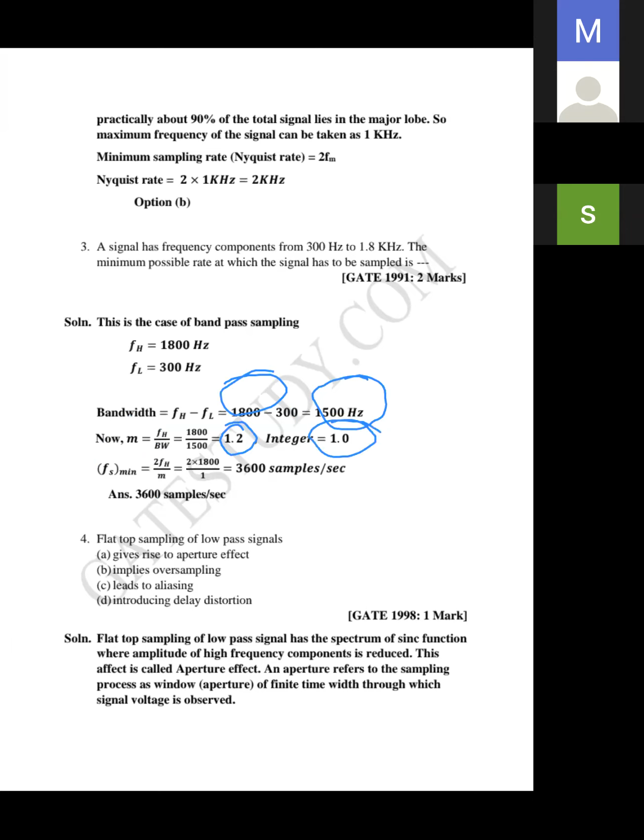Now substitute this value in the formula. Fs minimum is equal to 2 Fh into M, where Fh is equal to 1800. So 1800 into 2 is 3600, divided by 1. So the answer is 3600 samples per second.